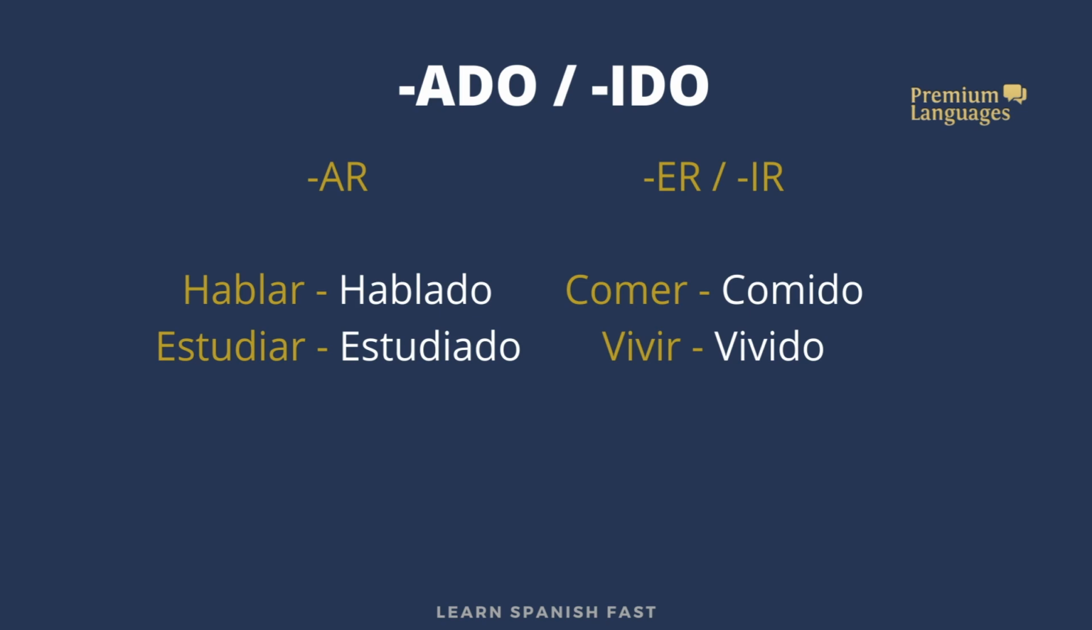In Spanish, the participle is the verb ending in either ado or ido. If we have an infinitive ending in ar, the participle is ado. For instance, hablar, hablado, to speak, spoken, or estudiar, to study, estudiado, studied. If the verb is ending in er or ir, the participle is ido, as in comer, to eat, comido, eaten, or vivir, to live, vivido, lived.